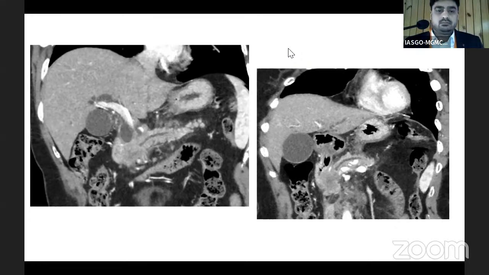So there is no cutoff diameter. It can be done in an undilated system, like in a biliary case. We did a case like this just two days back, and it was totally undilated. So there is no cutoff. I think everybody in this house will agree.